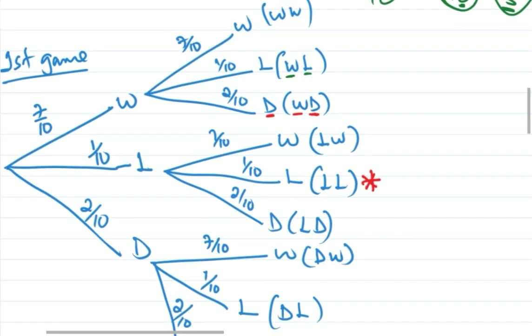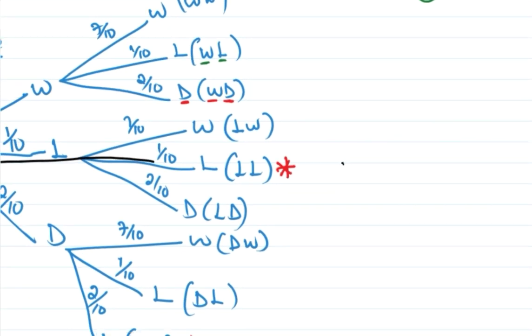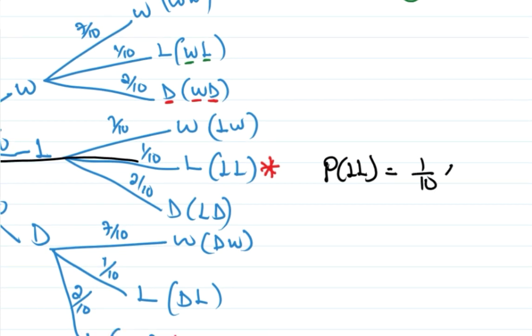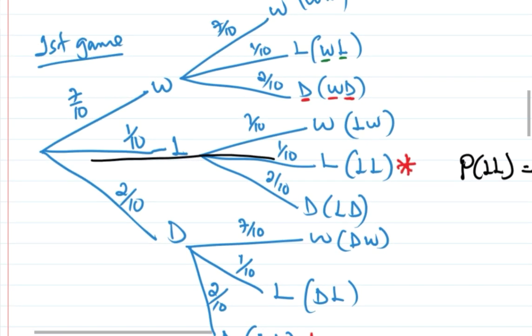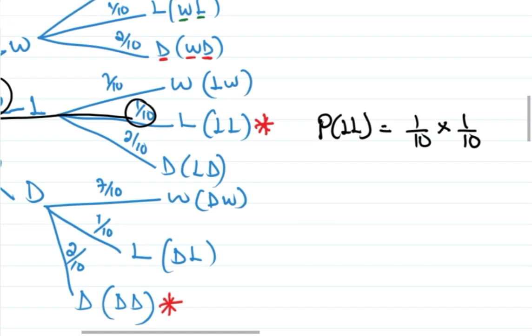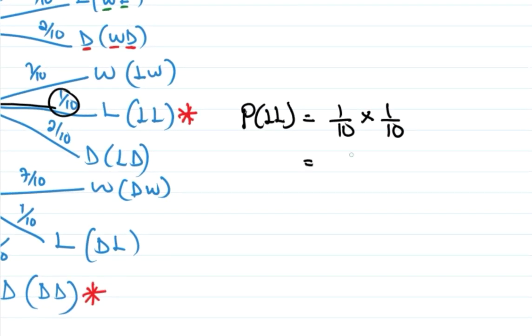Now, along the line, we are not adding but multiplying. So the probability of losing both games is equal to 1 over 10 multiplied by 1 over 10, since they are in the same path. Simplify: 1 times 1 in the numerators and 10 times 10 in the denominators gives 100. So losing both games is 1 over 100.